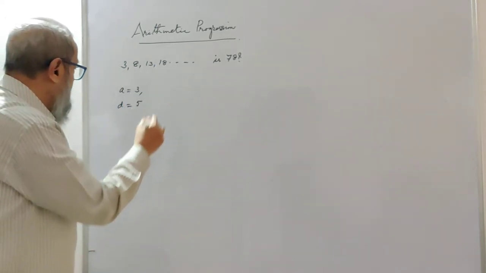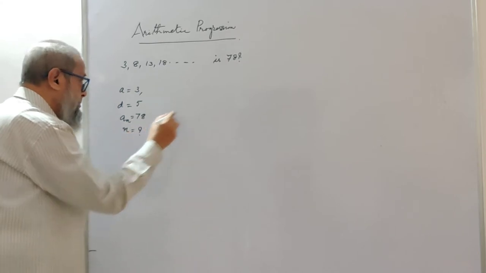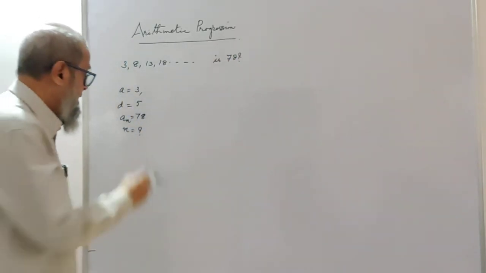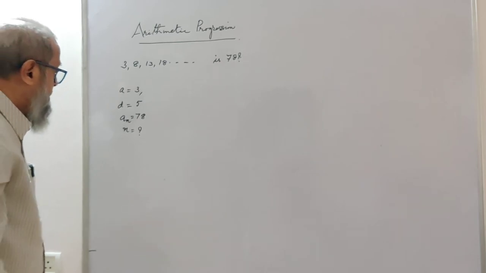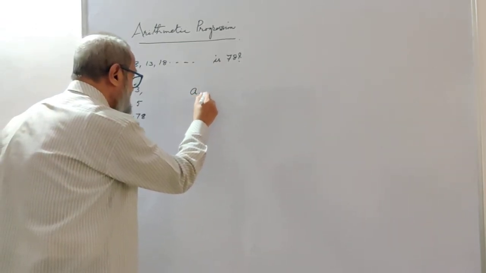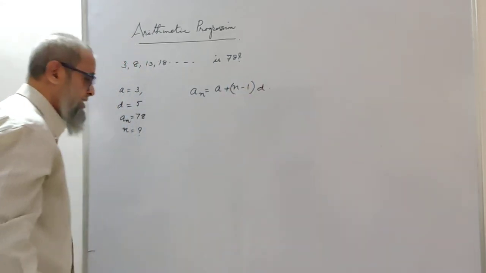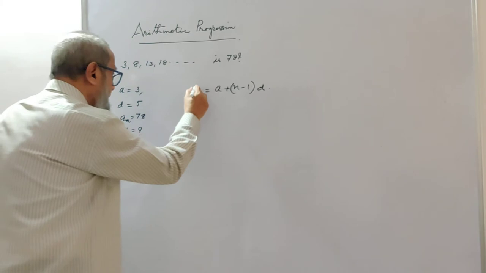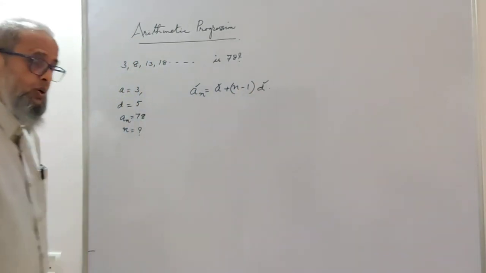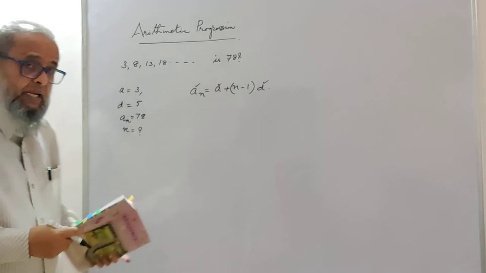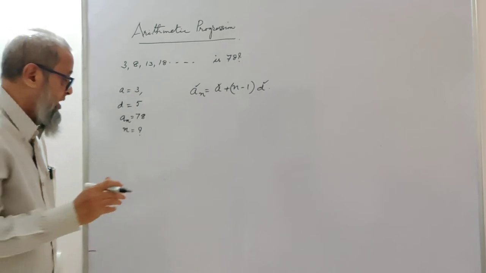Now, the nth term given, AN, is 78, and we are asked to find the number of this term. What is N? Which term is 78? That's what is being asked. To find this, I write the formula of AN. AN is A plus N minus 1 times D. Here, I know AN, it is 78. I know A, I know D. So there is only one unknown quantity in this relationship, and that is N. If in any mathematical equation there is one unknown quantity, we can always solve the equation.